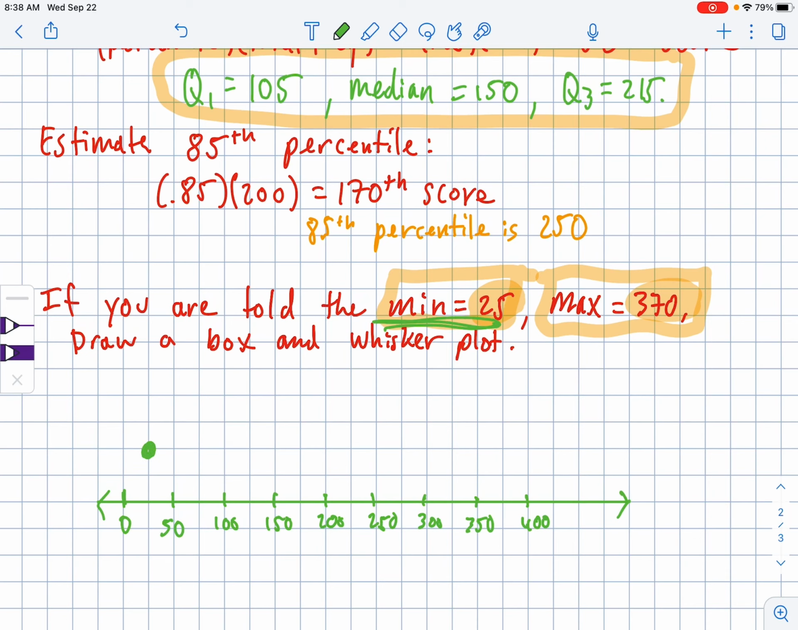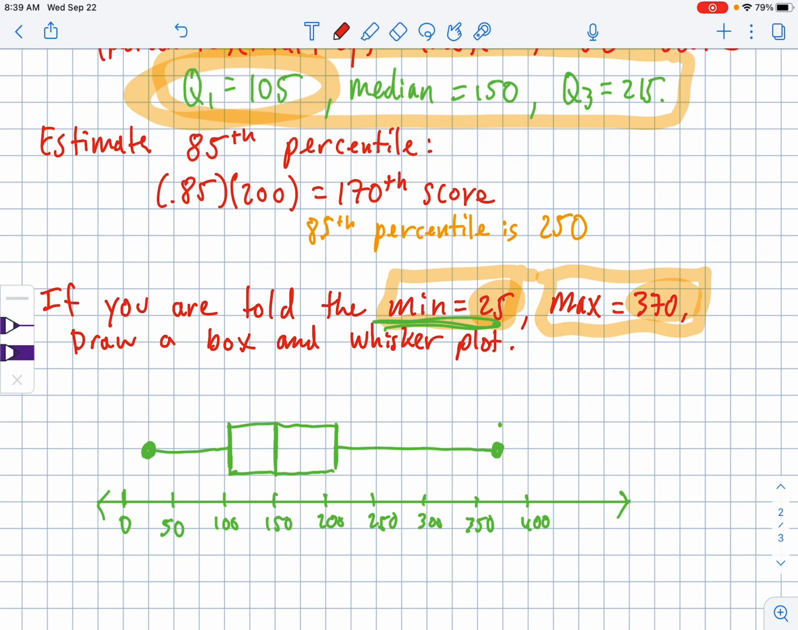So the minimum score is 25, so I put a dot on that one. Then we estimated the lower quartile to be 105, so it's probably right around here. The median we estimated to be 150. And then Q3, the upper quartile, is 215. So if that's 200, 215 is right around here. And then the top is 370, slightly under 400. Then you connect your box and put your whiskers on. There's the box plot.